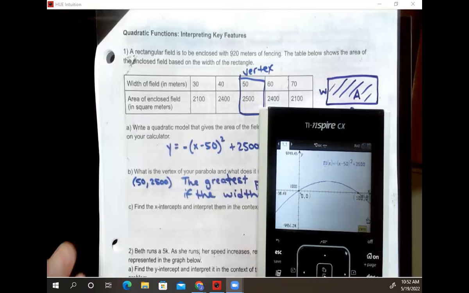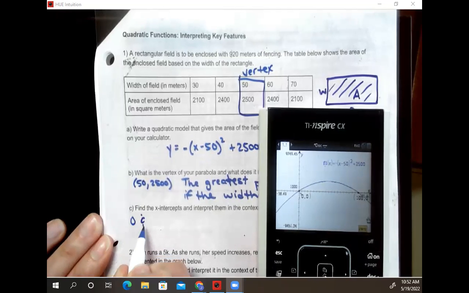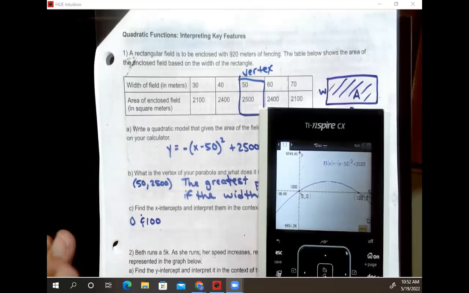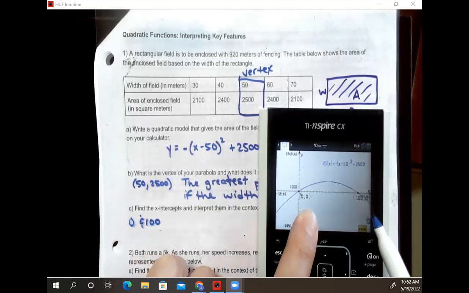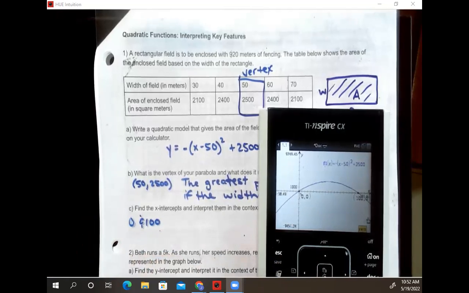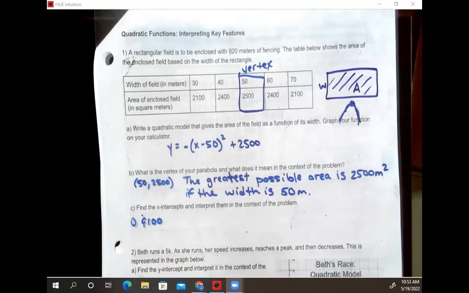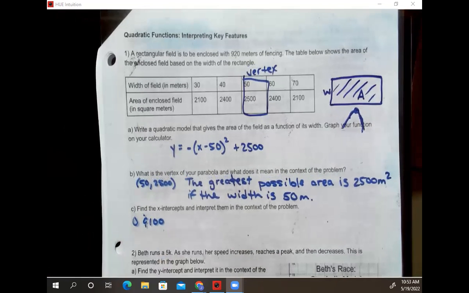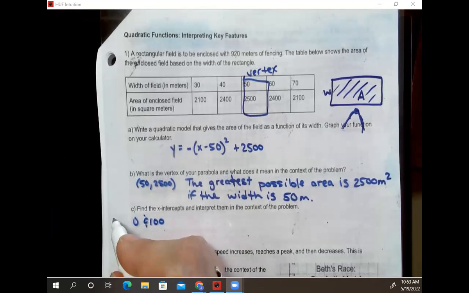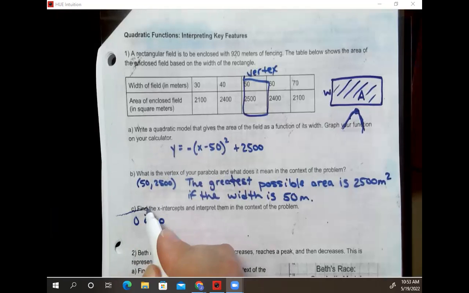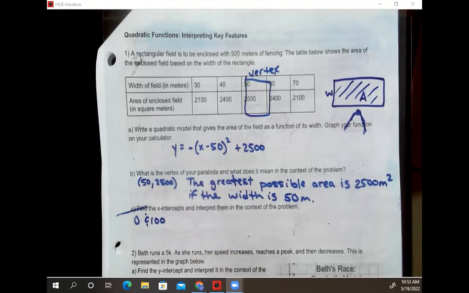So I get 0, 0, and 100, 0. Now, the y value being 0 for both of these is referring to the area. The x value is referring to the width of our rectangle. So if our width of our rectangle, we're not talking about the length, so I want to address this 0 first. If our width of our rectangle is 0, that means we have essentially just put a line of fencing in, right? Our length is whatever it is. If our width is 0, that's just a fence.